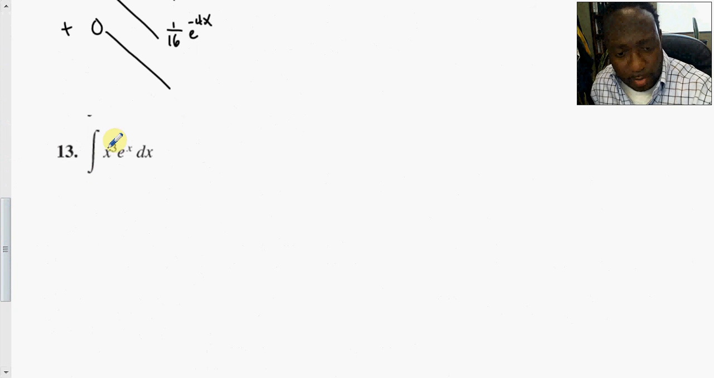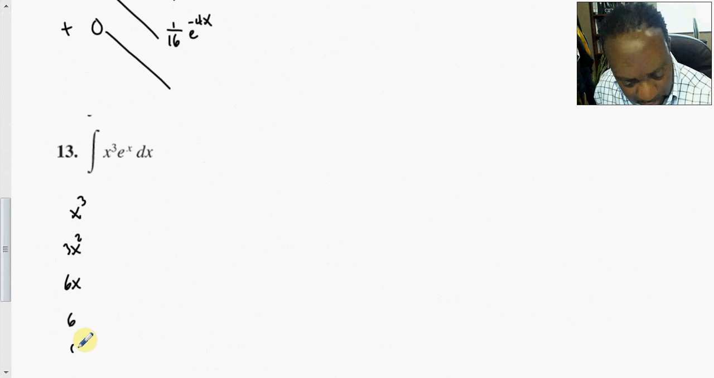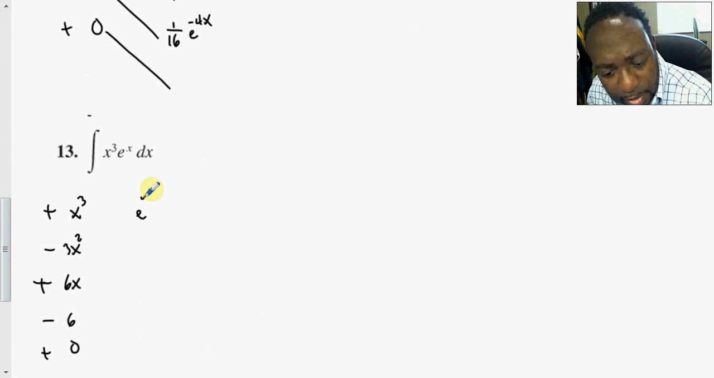Again, the tabular method, because x to the cube will go out. So this is x to the third. Take its derivative, we get 3x squared. Its derivative is 6x. Its derivative is 6, and then 0. Alternate the signs. And then we integrate the e to the x. Well, e to the x, the integral of that is e to the x. So that repeats.